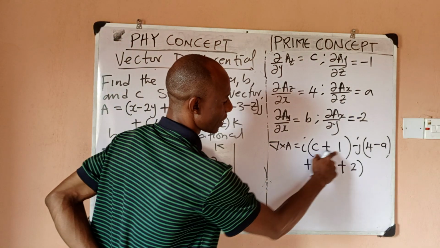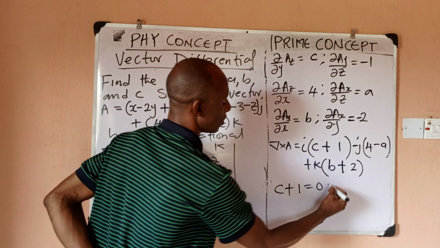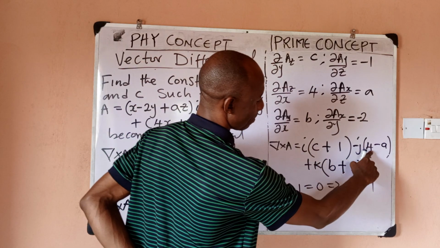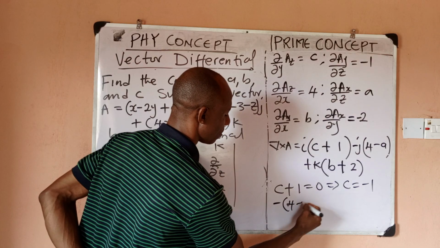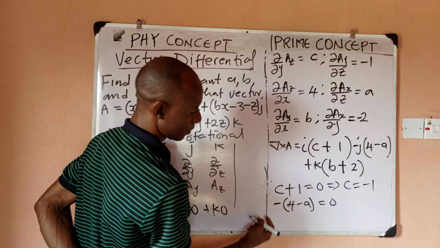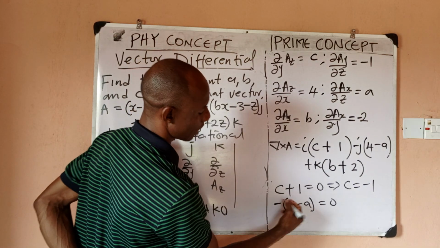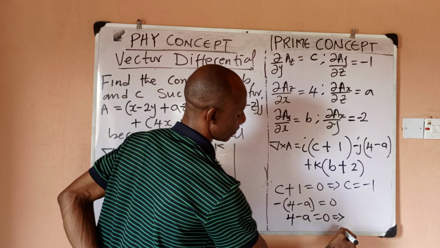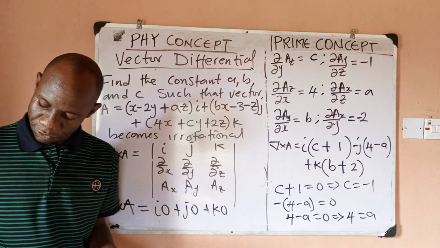So equating this first part to 0, I have c plus 1 equal to 0, which would imply that c is equal to minus 1. Equating this other part, remember this is minus, so I have minus into 4 minus a equals 0. This minus would go, right? Of course, you should know if you multiply through by minus, this minus will go. So I'll just say 4 minus a is 0, which would imply that 4 is equal to a, or a is equal to what? 4.